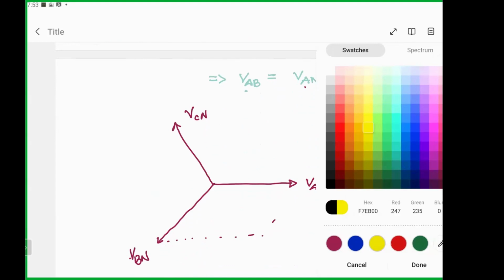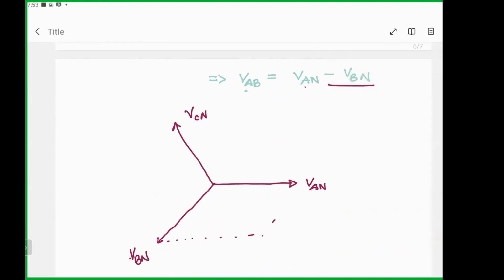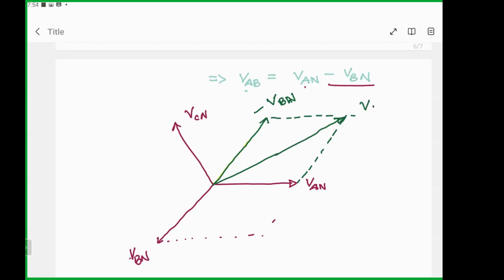now what we need to do, we need to subtract. So I have to extend this one in the other direction with the same amount. Then it becomes minus VBN. And then I have to draw a rectangle, and then I have to connect this one. And that will be my VAB.